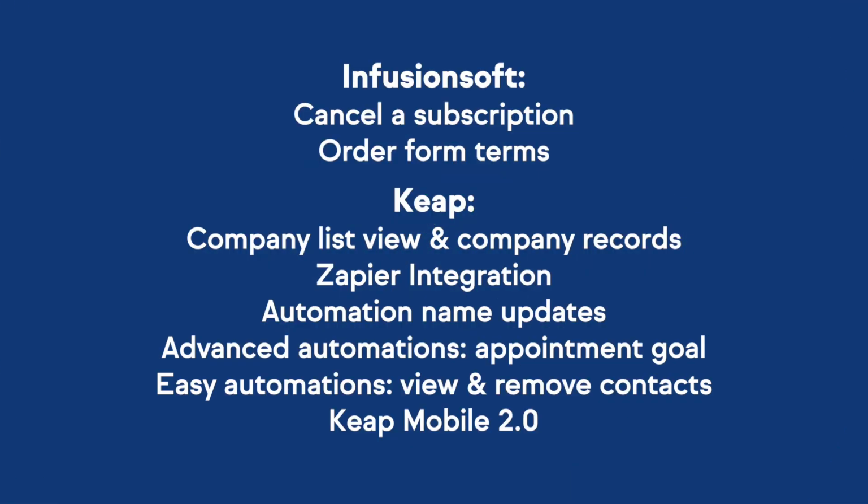Before we jump into this month's new features, here's a quick look at the awesome things released in October. In Infusionsoft, users are now able to cancel a subscription automatically and add terms to order forms. In Keap, we released company records and a native Zapier integration. Don't forget, we consolidated automations on the nav menu in Keap, and Campaign Builder is now called Advanced Automations.